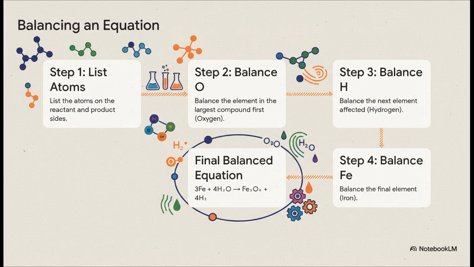The key is to be systematic. First, just make a list of the atoms on both sides. Then, my tip is to start with the most complicated looking thing. In this case, we'll balance the oxygen first. That messes up our hydrogen count, so we fix that next. And last, we balance the lonely iron atom. And there you have it, the final balanced equation. It's like a puzzle, not guesswork.